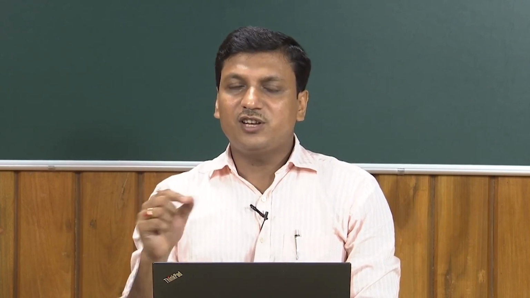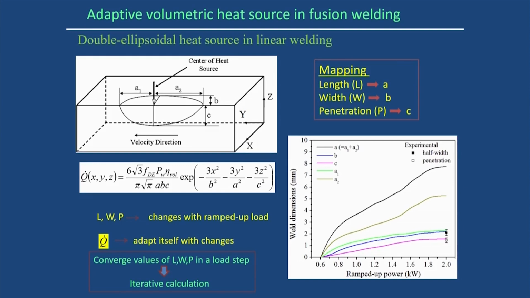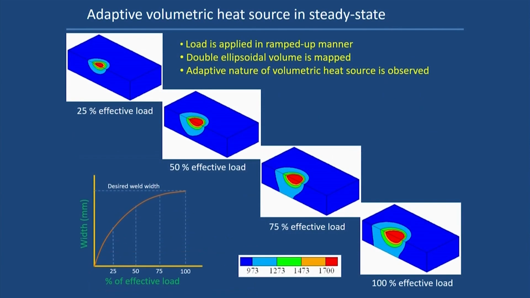In each and every load step we can update the value of the geometric parameters of the double ellipsoidal heat source, and then once updated, there is a gradual changing of the volumetric heat source. So, the updating happens with respect to the ramped up power here, as compared to the transient analysis, because in transient analysis this mapping or changing of the geometric parameters happens with respect to time, that is the difference. In this way we can implement the adaptive volumetric heat source. We can show some simulation also of the adaptive volumetric heat source in a steady state situation.